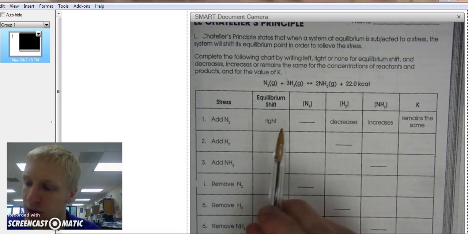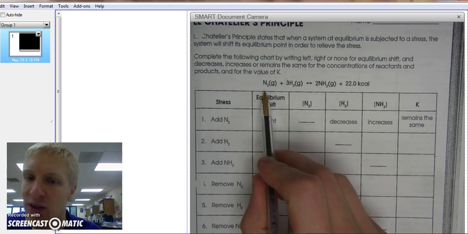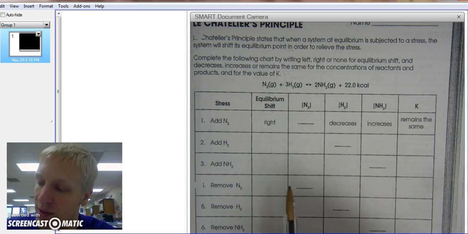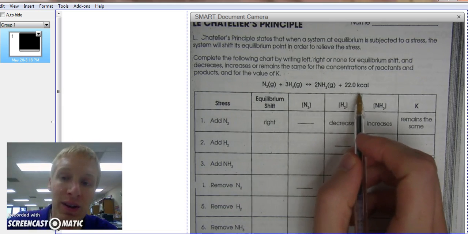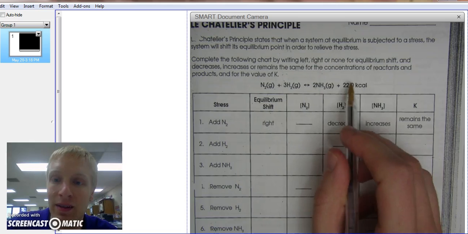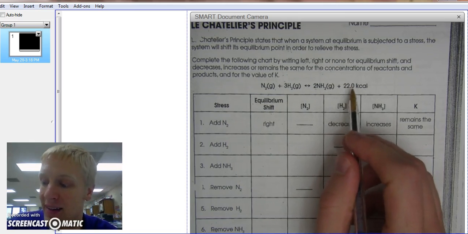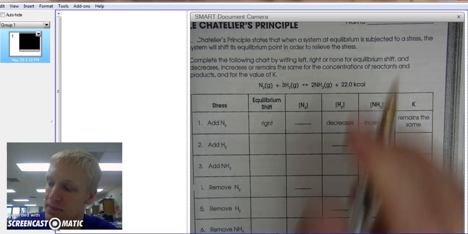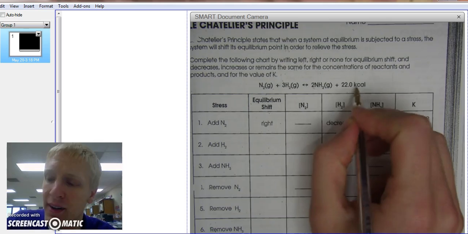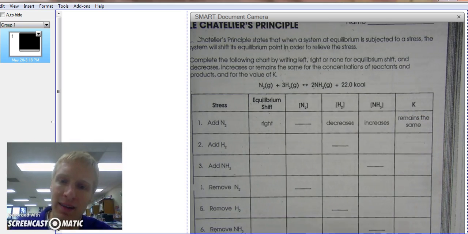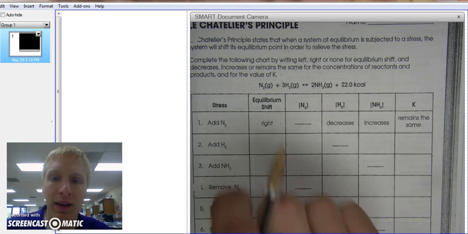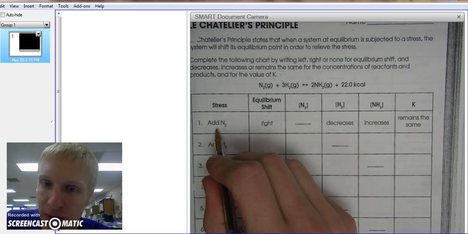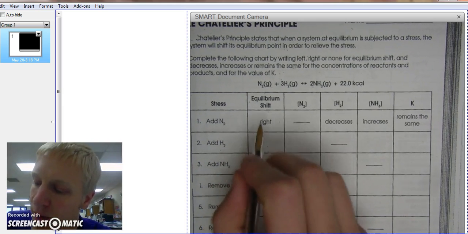Alright, so doing an example problem, we have N2 plus 3H2 reacts to form 2NH3 plus 22.0 kilocalories. The energy in this thermochemical equation is on the product side, which would indicate it is exothermic, a negative delta H. And I think of energy the same way that I think of products and reactants when doing equilibrium with Le Chatelier's principle.